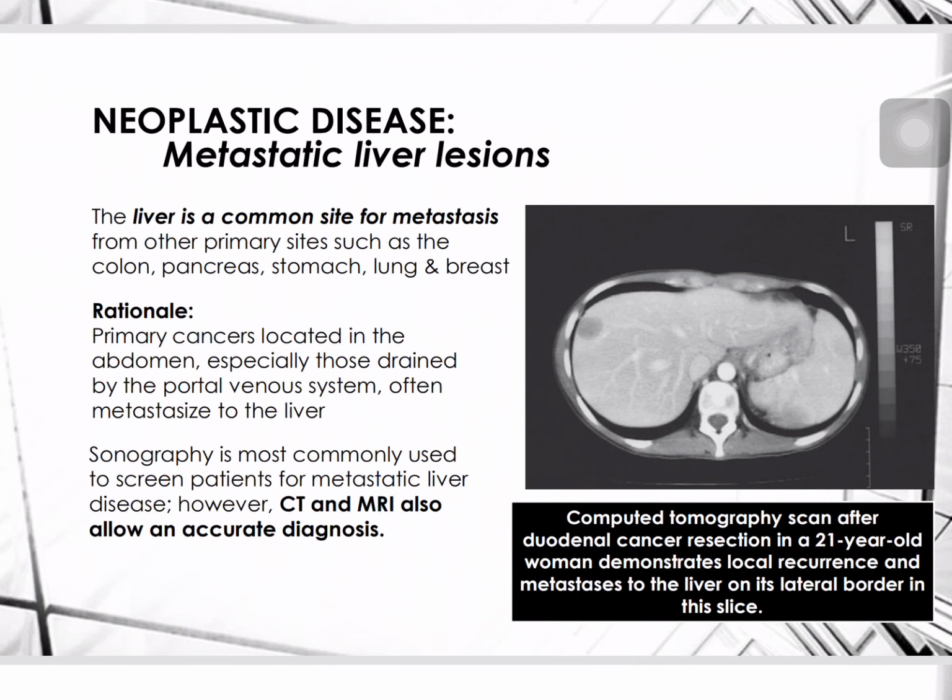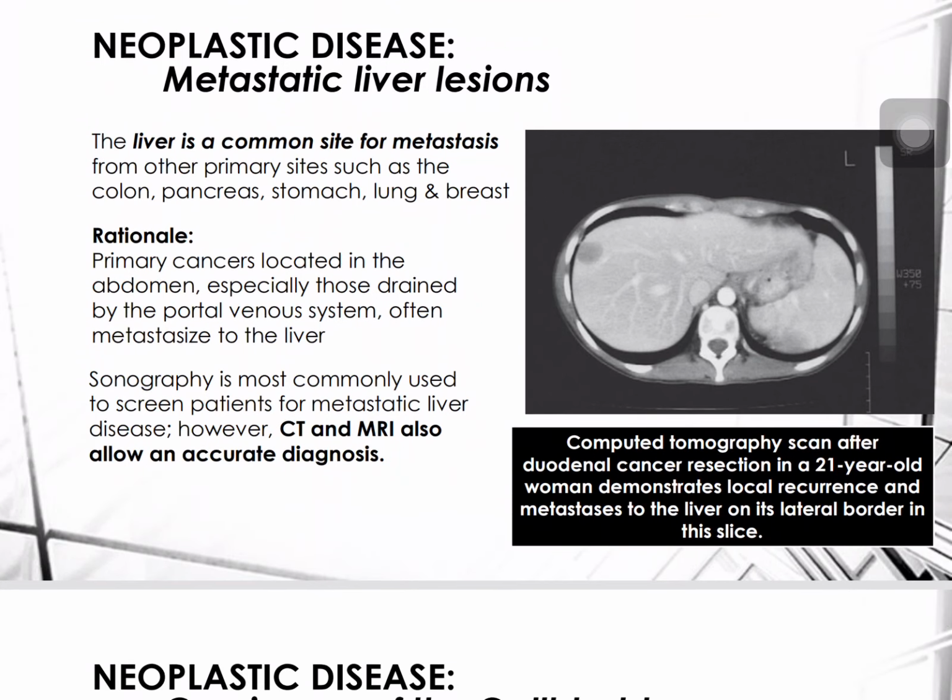Sonography is the most commonly used to screen patients for metastatic liver disease. However, CT and MRI also allow an accurate diagnosis. The recommended treatment for metastatic liver disease is to use a combination of intramuscular injection of a long-acting octreotide, which is a somatostatin analog, and transarterial embolization, especially if the medication fails to decrease the tumor size.